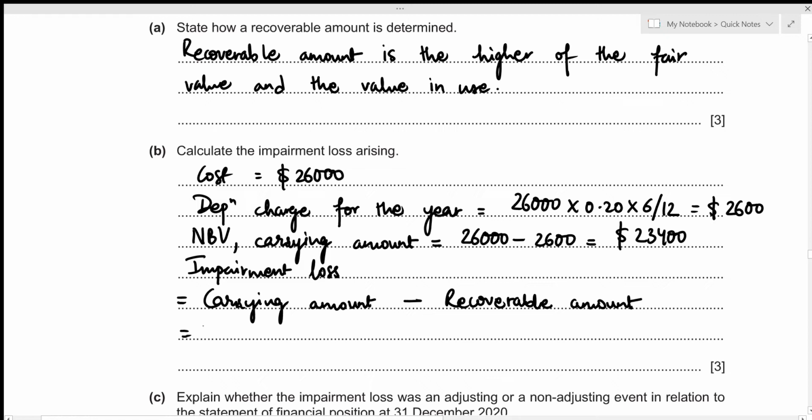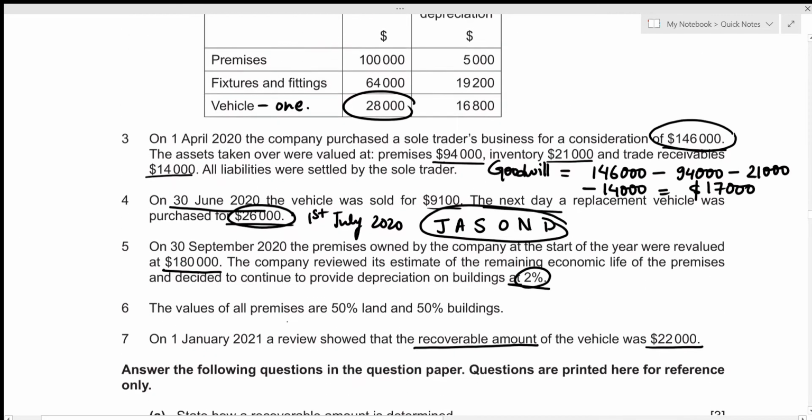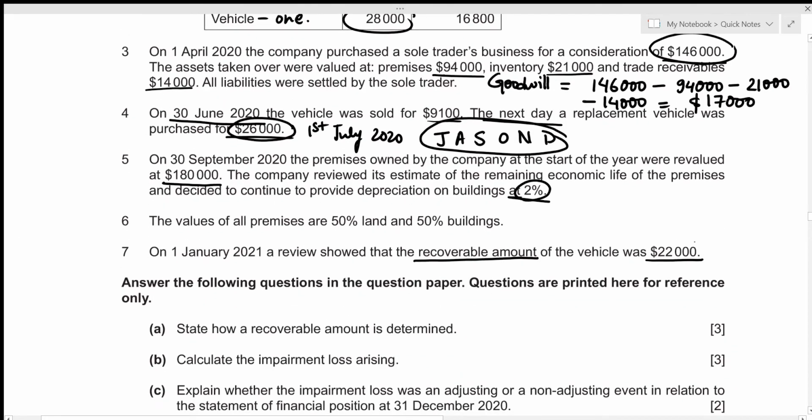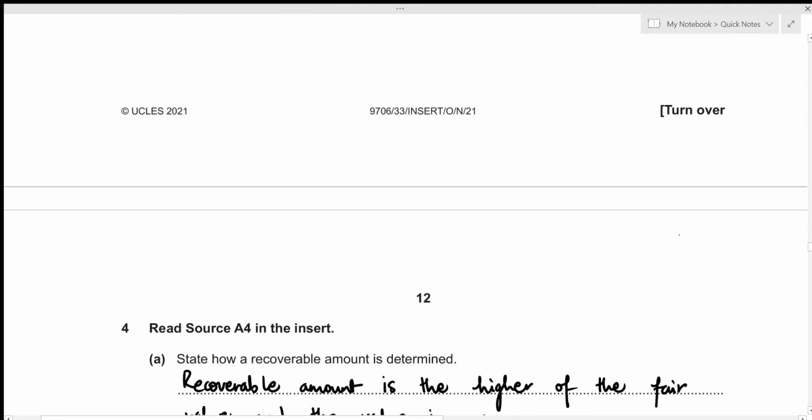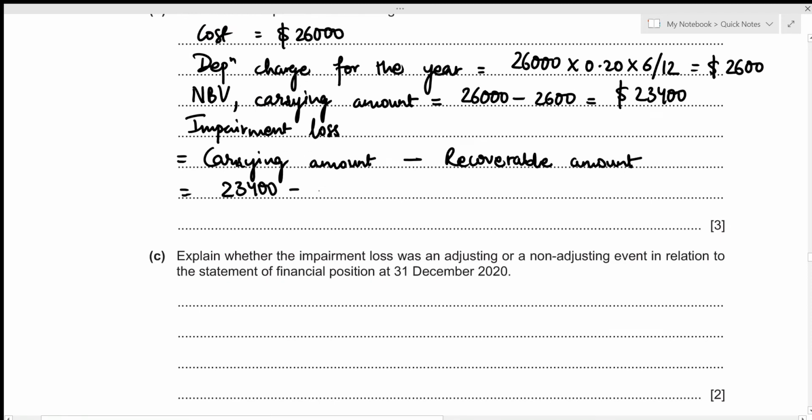Alright, so we figured out our carrying amount to be 23,400. We're given the recoverable amount in our question above, and it amounted to 22,000. Let's substitute this amount. So that's 22,000. This gives our impairment loss to be 23,400 minus 22,000, which is 1,400. This concludes our second part. We can now move to the third one.